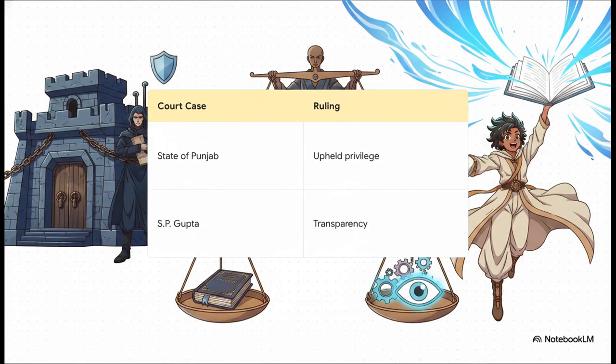There, the court aggressively pushed back. They emphasized democratic transparency and placed very strict, narrow limits on what the government can claim as a privilege. So it's this constant, ongoing balancing act between the state's very real need for secrecy to govern securely and the public's absolute right to individual justice.